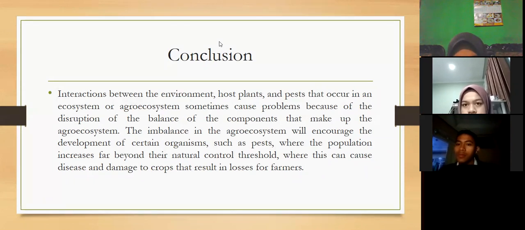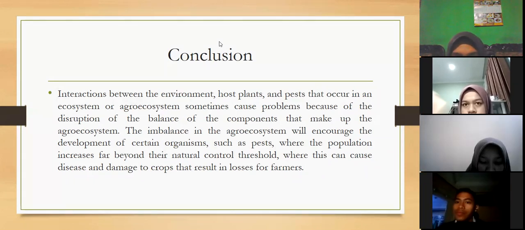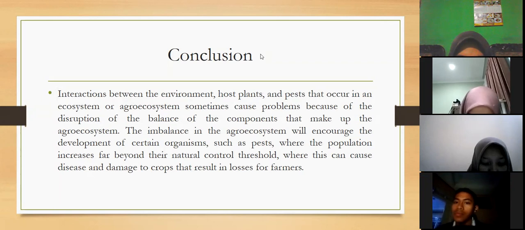Conclusion: interactions that occur in an ecosystem or agroecosystem sometimes cause problems because of the disruption of the balance of the components that make up the agroecosystem. The imbalance in the agroecosystem will encourage the development of certain organisms, where the population goes beyond natural control, and this can cause disease in crops that results in losses for farmers.